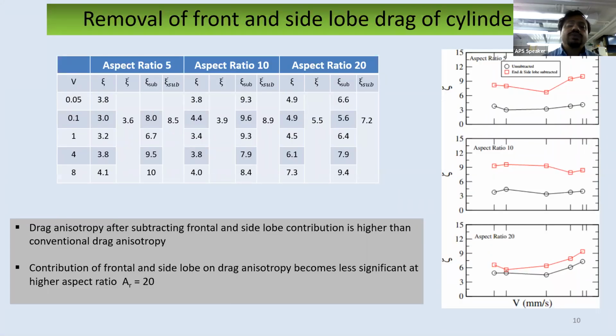Interestingly, it was found that after the subtraction of this lobe effect, the drag anisotropy increases. And then this increase becomes less dominant as the aspect ratio of the cylinder increases. So we can say that as the diameter becomes lower compared to the length, the significance of the subtraction of the frontal and side lobe becomes less significant.